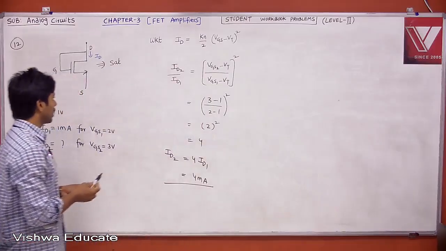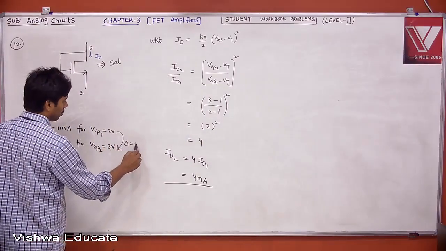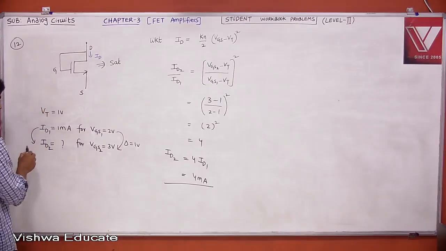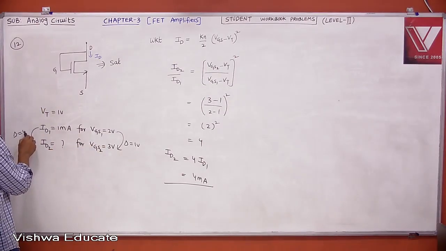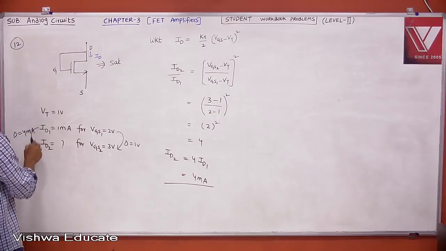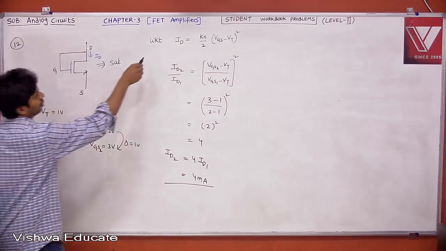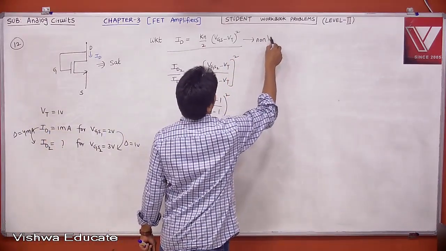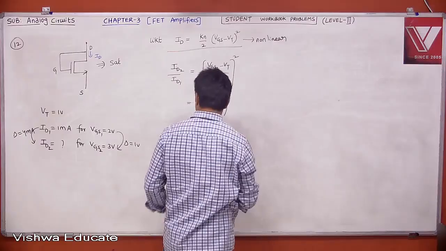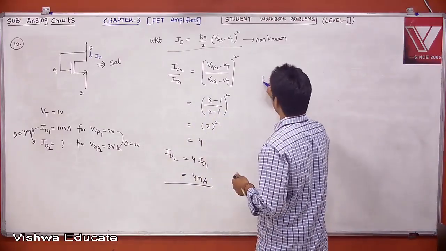If you observe clearly, when VGS is increasing from 2 to 3, which is a delta of 1 volt, the change in ID is not linear. It's not a 1 milliampere increment, it is a 4 milliampere value. Even though delta VGS is 1, delta ID is not 1. That is because it is non-linear. Therefore, what is the answer? 4 milliampere. Answer is D.